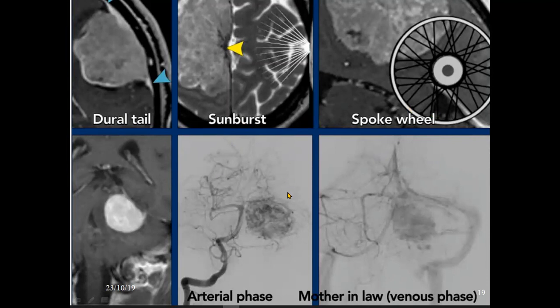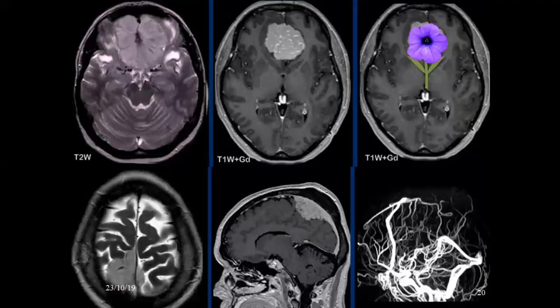Sometimes in DSA, there is a sign called mother-in-law. This is because the venous phase will be long to disappear, like your mother-in-law who stays in your home and cannot leave your home. Sorry. Here are those patterns of the meningioma.